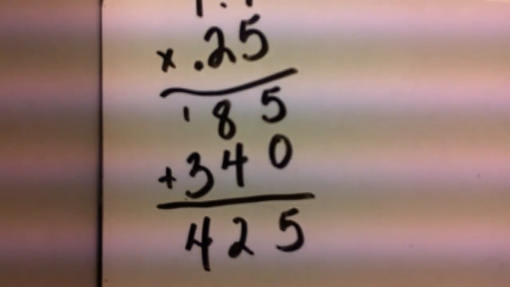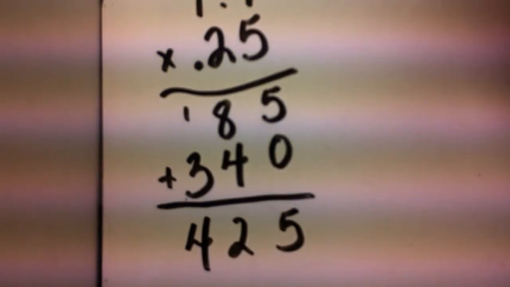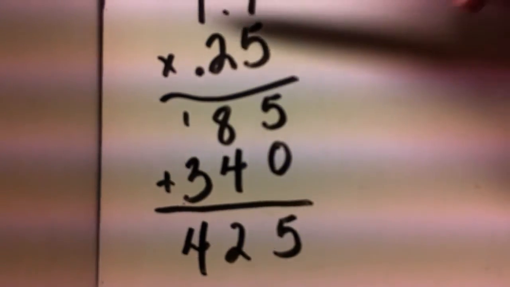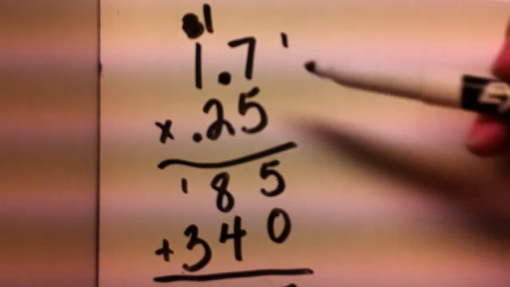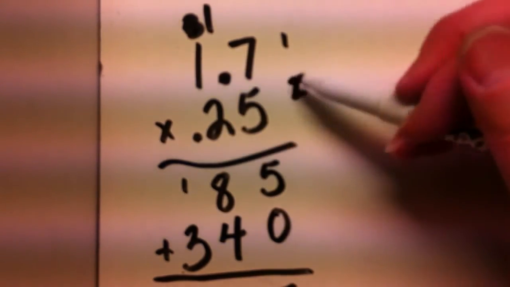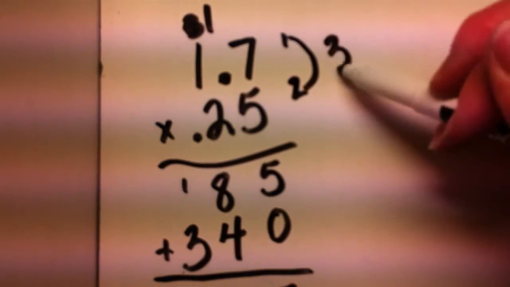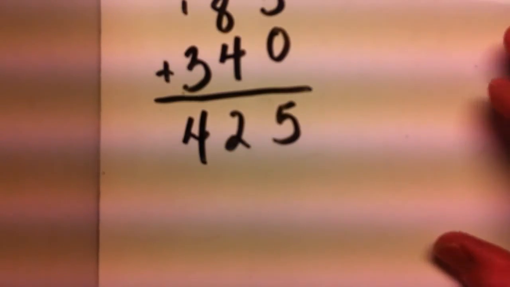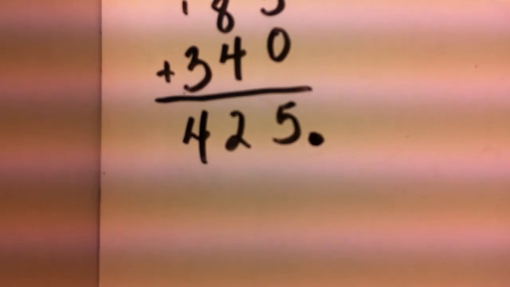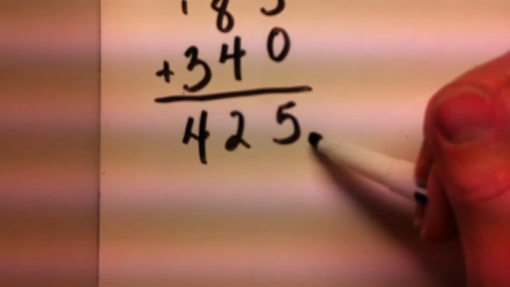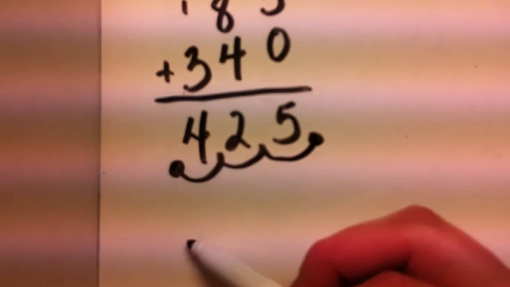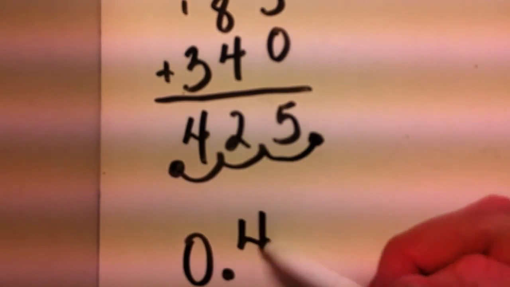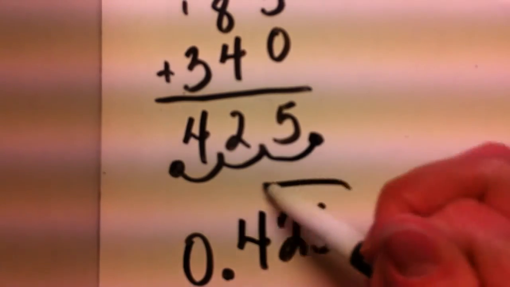Now I go back and I count the number of digits that were behind the decimal in my two factors. So I come back up here. I've got one number after the decimal here, and I have 1, 2. So that's a total of 3. That means in my answer, I'm going to take the decimal point, which is here behind the 5, and move it to the left 3 places. 1, 2, 3. My answer is 0 and 425 thousandths.